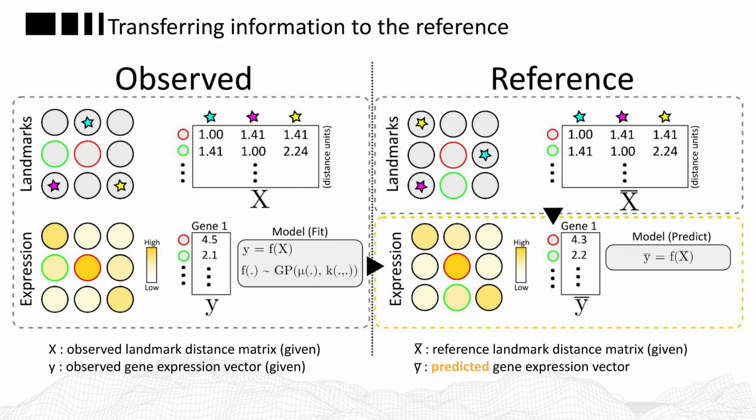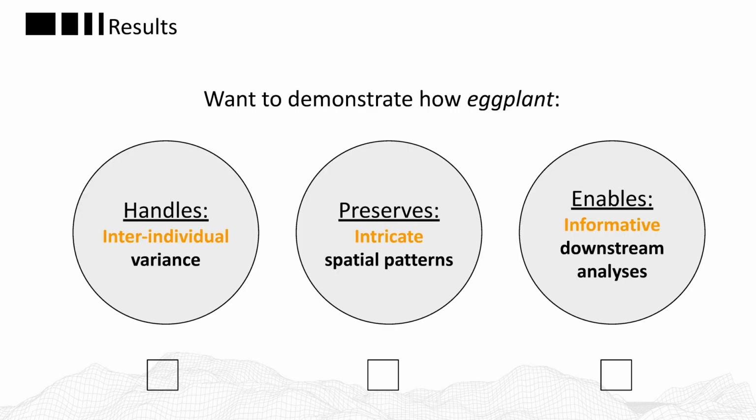So I've now been speaking quite a lot about why we're interested in a method like this and how our method works. So I think it's time for me to also show you some results to try to actually convince you that the method does work. And with that, I want to demonstrate how Eggplant manages to do 3 things. That is how it handles inter-individual variance, how it preserves intricate spatial patterns once it transfers information from the observed data to the reference, and how it enables informative downstream analyses.